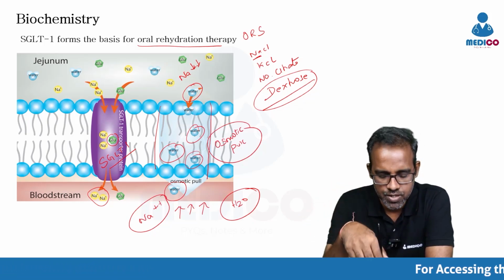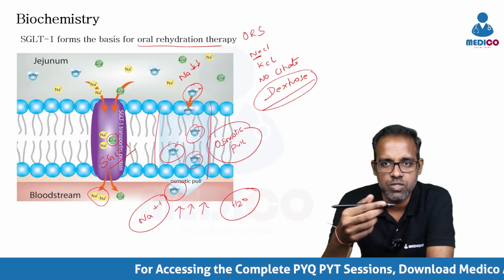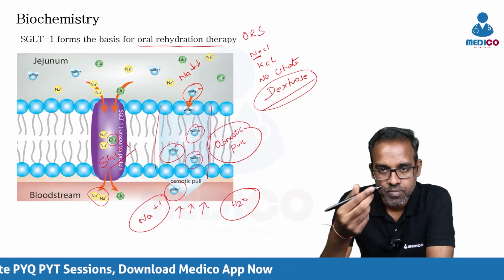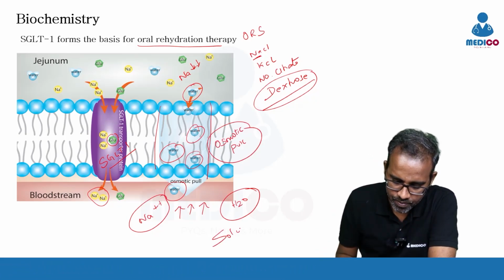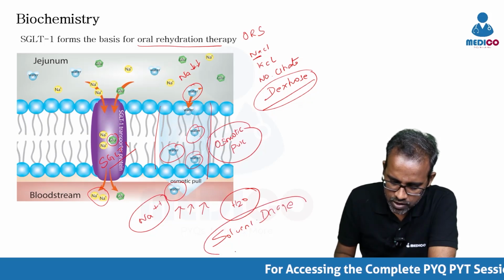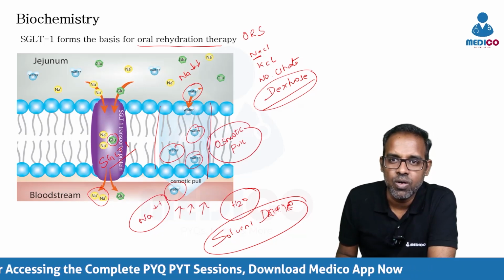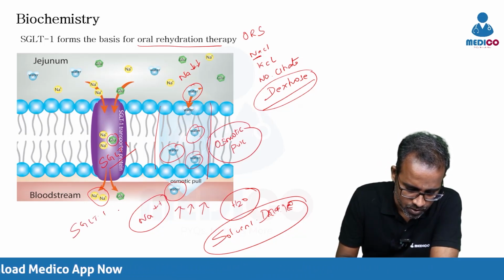The glucose, when it comes inside, for every 1 molecule of glucose, 2 sodium comes inside. So that is going to create an osmotic difference. It is going to pull a lot of water molecules inside. That is also called a solvent drag. So with this, we know that the transporter, which is very important for ORS to work, is sodium glucose transporter 1.